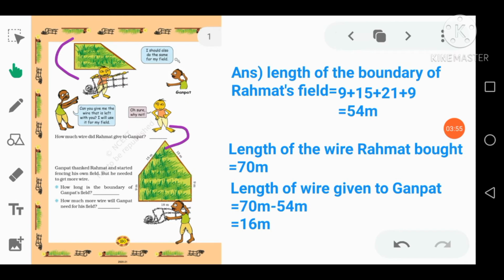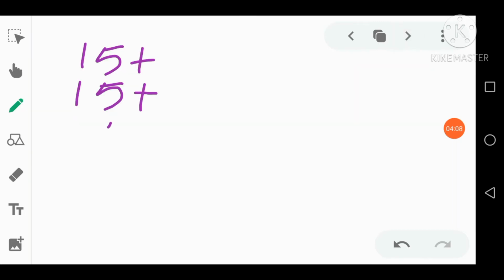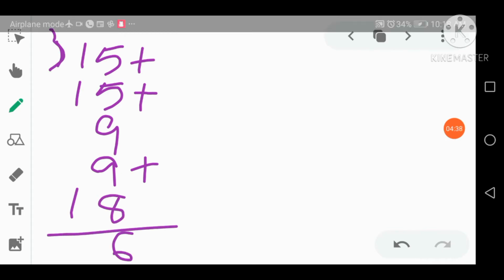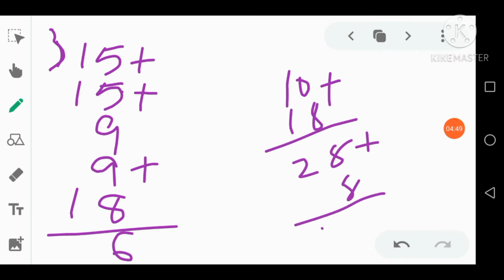What all you will add? 15 plus 15 plus, then what else? 9 plus 8. This is what you have to write in your classwork, okay? Did you get it? 5 plus 5, 10. Then 10 plus 18, 28. Then 28 plus 8, 36.